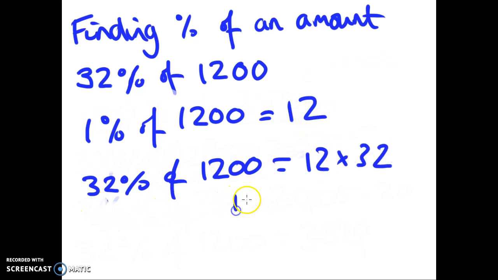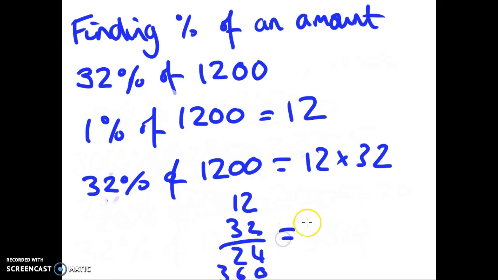So again, we can do a quick multiplication here. 2 times 2 is 4. 2 times 3 is 6. So again, my answer is exactly the same, 384.